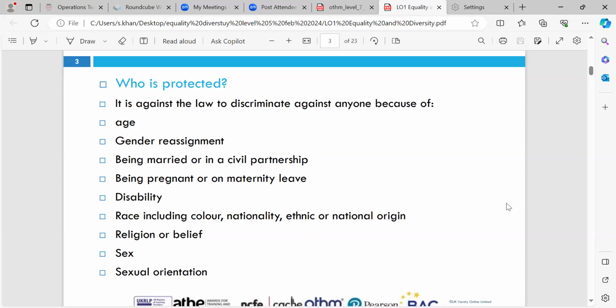Disability, race, including nationality, ethnic origin, or national origin. Your religion or your religious beliefs, which is quite a big one that people tend to discriminate against. Sex and sexual orientation. And the religion one is quite a big one, because historically there was a quite famous case where British Airways got sued over one of the air hostesses, who wore a cross as part of her religion.